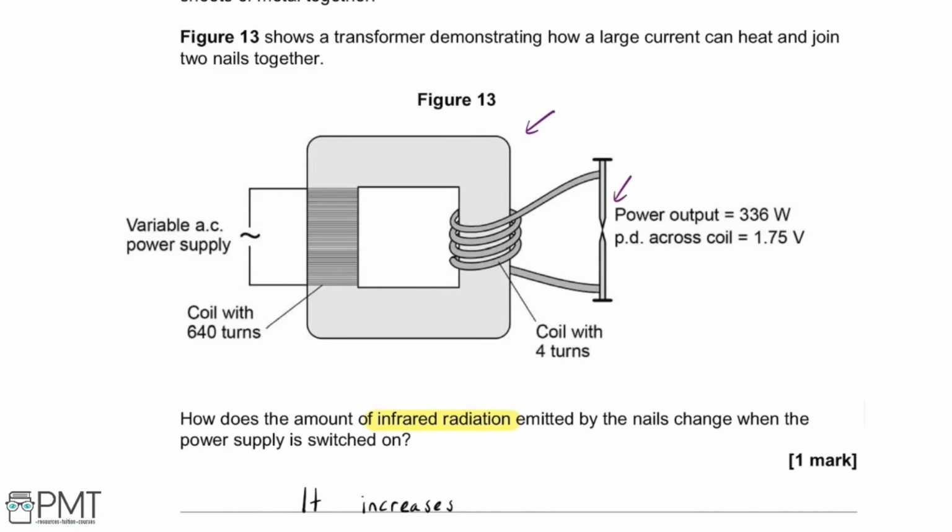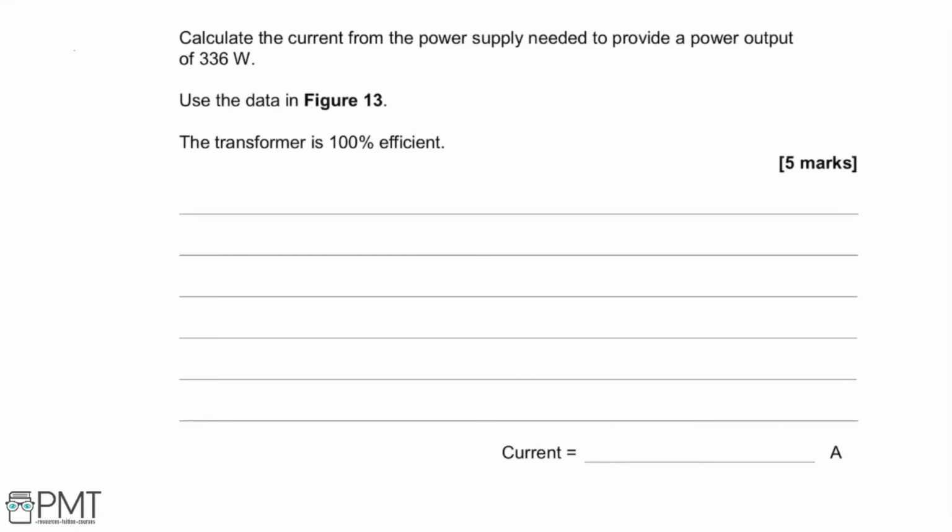It increases is sufficient. For the final part of this question, we're asked to calculate the current from the power supply needed to provide a power output of 336 watts. We should use the data in figure 13, and we're told that the transformer is 100% efficient. So the key things that I'm thinking about when I first look at this question is that we're using a transformer, so we're going to use an equation that's specific to transformers. And we're also looking at power and current.